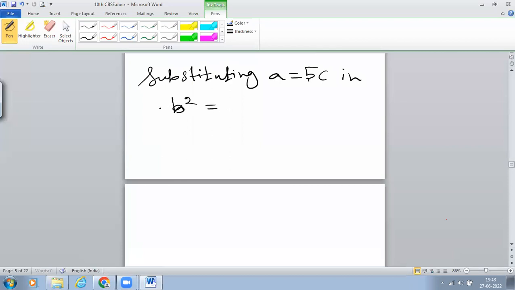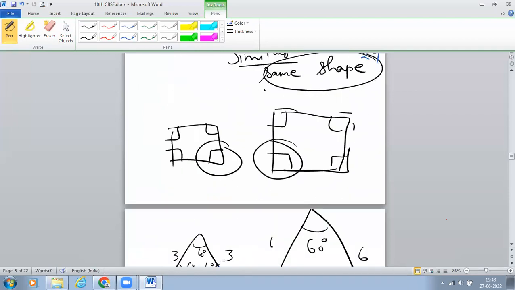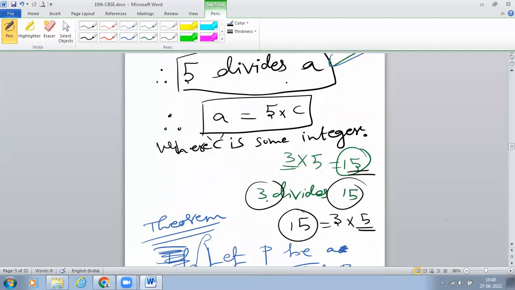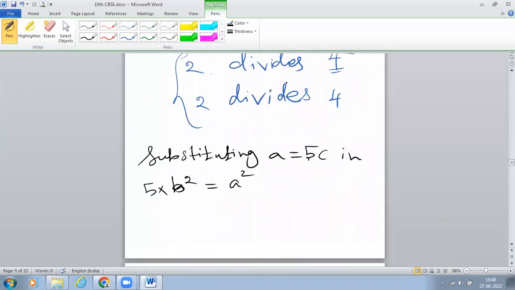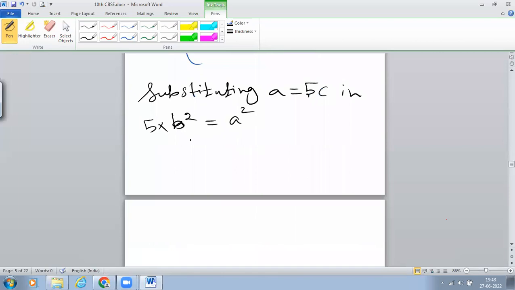What we have is 5 into B square is equal to A square, right? That is the equation. We are going to substitute A is equal to 5C in it. Which implies 5 into B square is equal to, in the place of A, 5C the whole square.